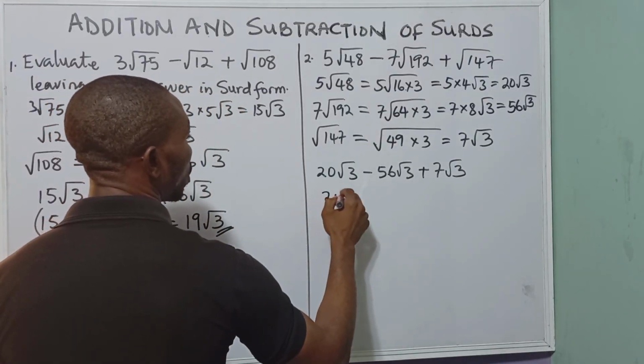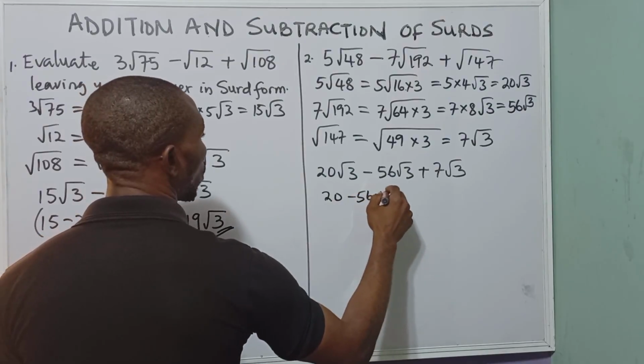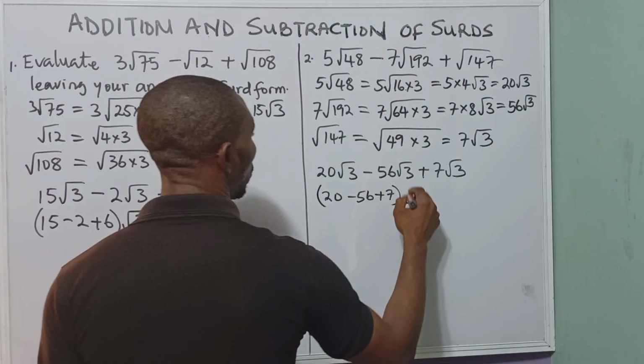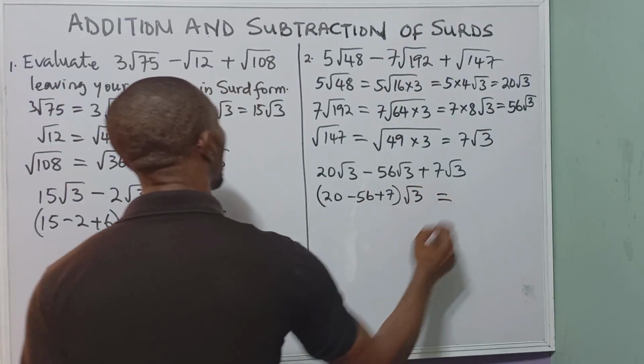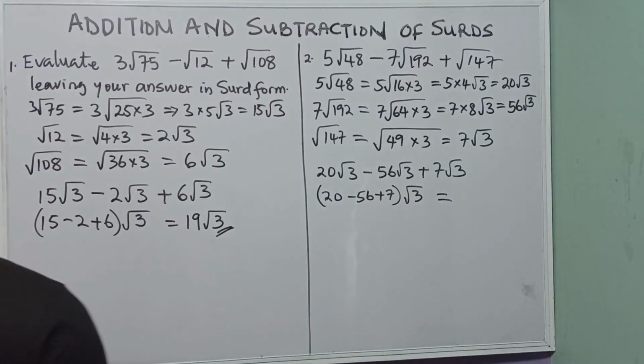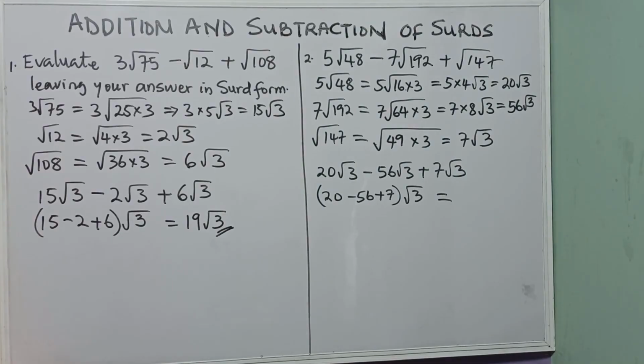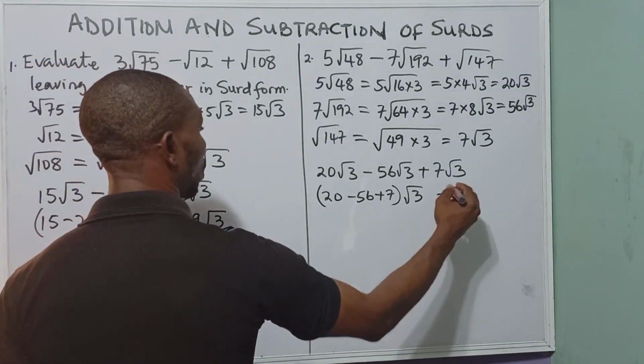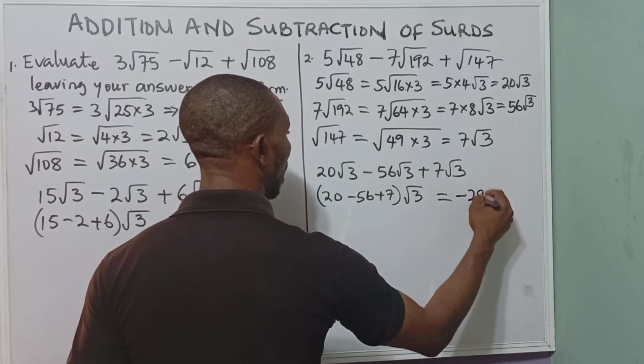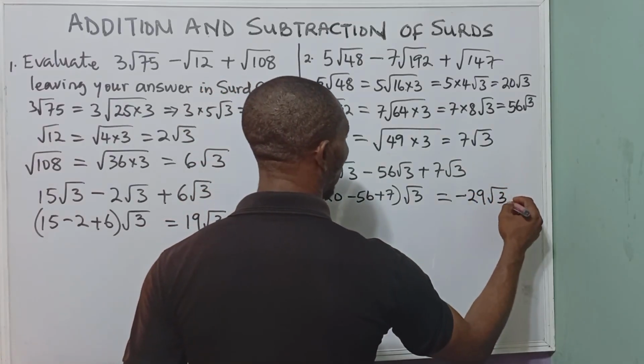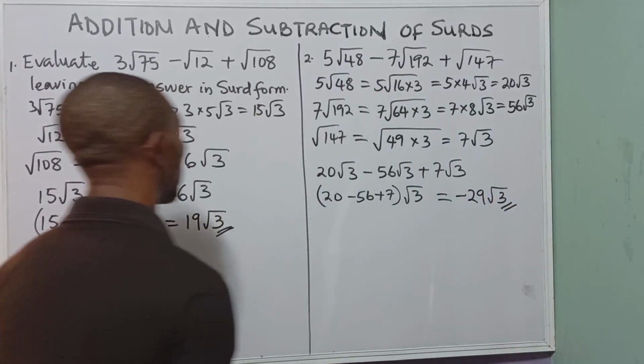This becomes 20 minus 56 plus 7 root 3. Now 20 plus 7 is 27, and 27 minus 56 would give us minus 29, so this gives us minus 29 root 3 as our answer.